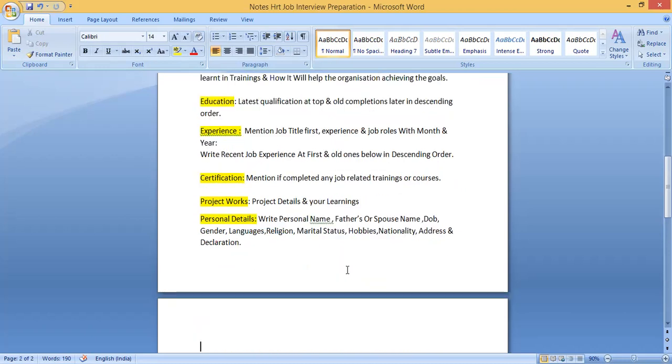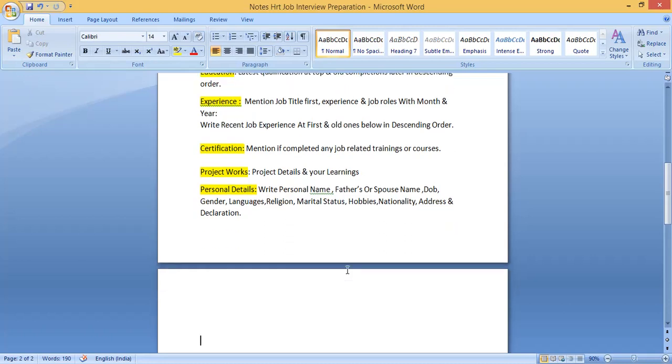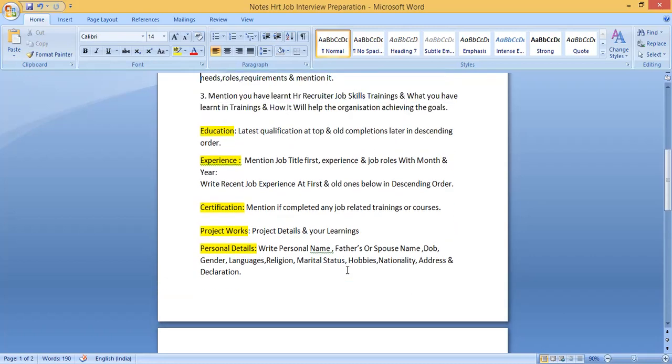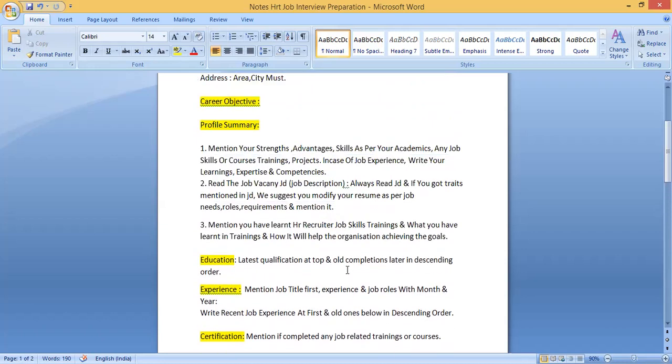Certifications: anything related to your job, or related to your hobbies, or anything that showcases your temperament, your attitude, team building, sports, you can mention. Then the project work that you have done; this is again for freshers. You can also mention that in the resume. Personal details: write your name, father's or spouse's name, date of birth, gender, languages, religion, marital status, hobbies, nationality, address and declaration. So this is a very simple format of creating a resume.